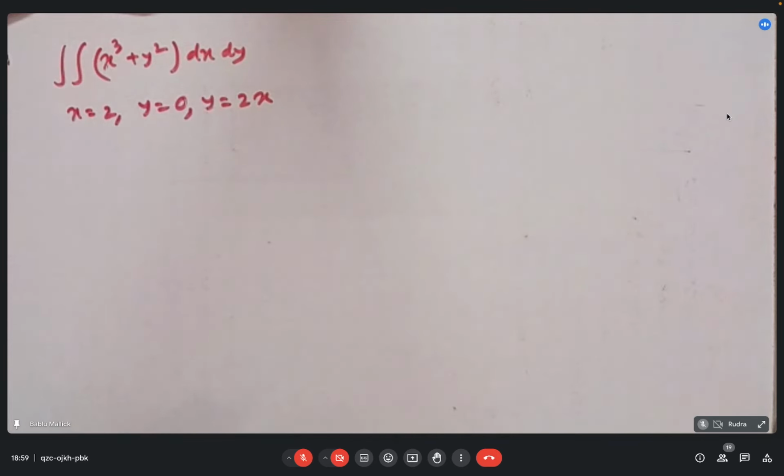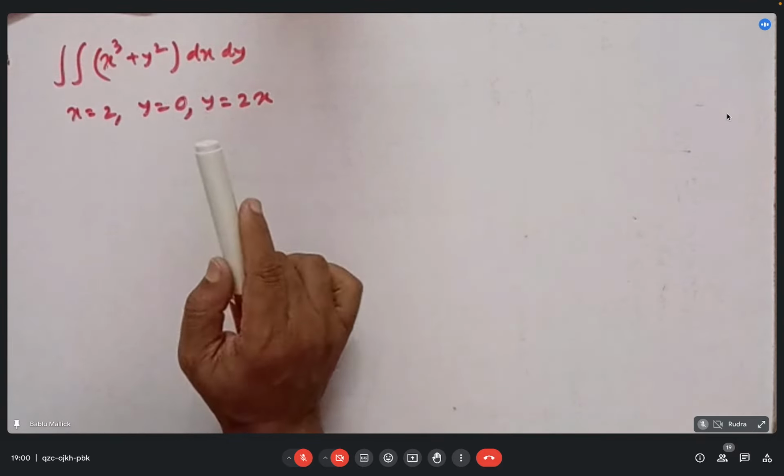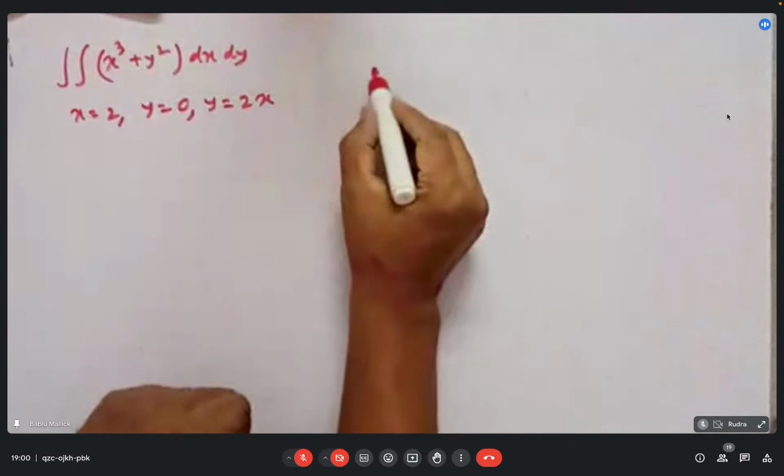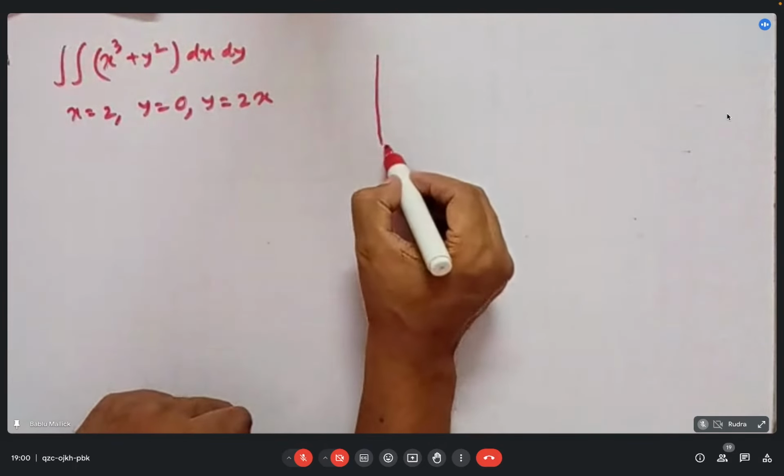So how can we proceed? Just draw the diagram first, and then you will do it. So this is your homework. Now, what is this diagram?